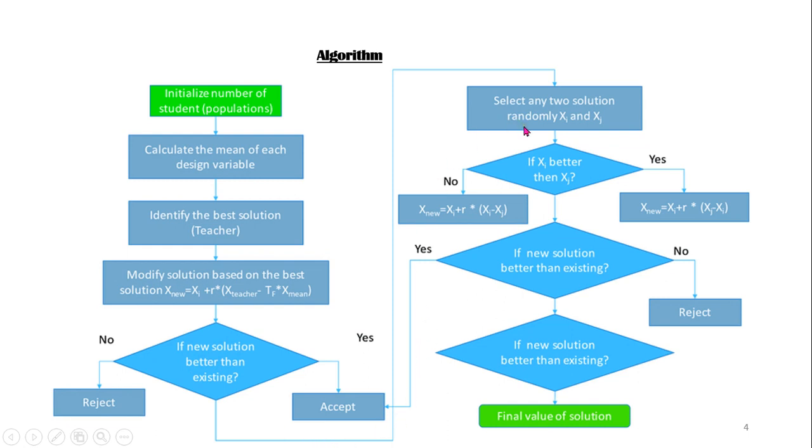Select any two solutions randomly, defined by xi and xj. If xi is better than xj, and the condition is true, then use this equation. If the condition is false, then use this equation. So if the new solution is better than the existing one and the condition is true, then accept the solution. If the condition is not true, then reject the solution. And this is the final value of the solution.